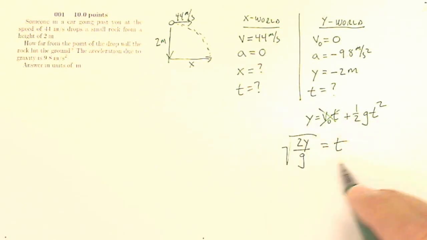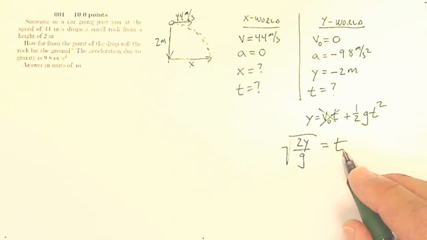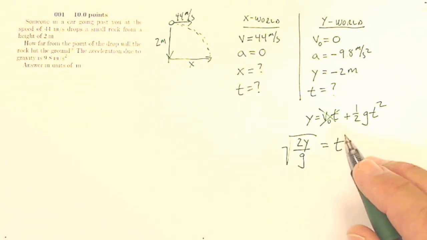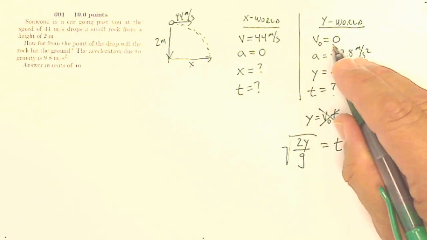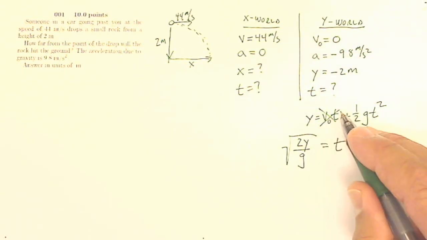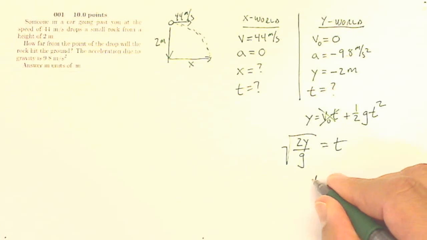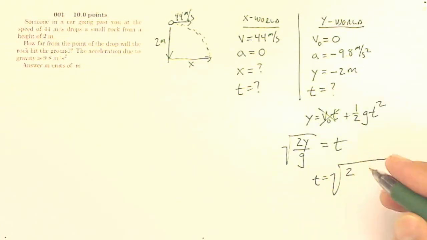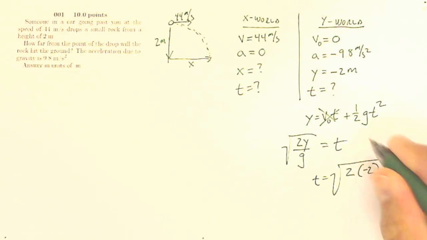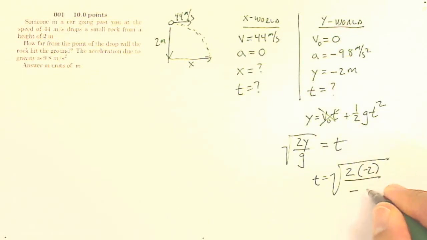This is a handy thing to be able to do pretty quickly because so often you'll be looking for the time it takes to fall a certain distance. Remember, this only works if the initial velocity is 0 and this term goes away. So in this case, my time is going to be the square root of twice my height, negative 2, over my acceleration of negative 9.8. So that's a negative over a negative, that'll make this all positive, square root positive, that'll be good. So that'll give me a time.